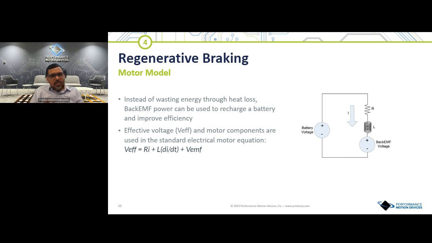The fourth topic that comes up sometimes is on regenerative braking. So there's a white paper that we have that walks you through what happens in regenerative braking. What you're trying to do, when you're braking a motor, is, instead of wasting the energy through heat loss, use the back EMF power to charge a battery. This drawing on the right shows the equations and what happens when you brake.